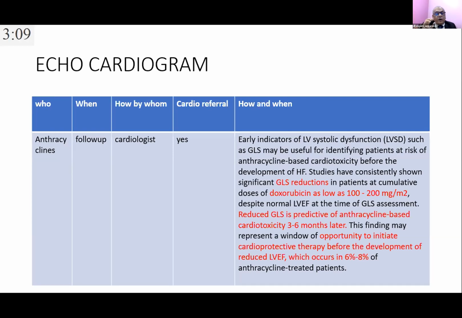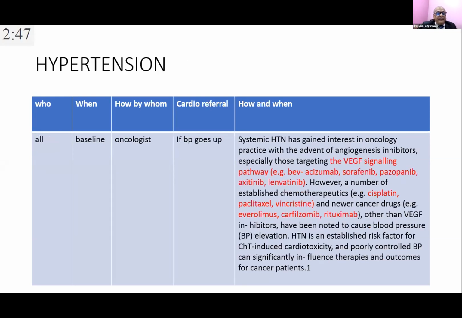So I think it is very simple to calculate the GLS on the part of the cardiologist. So somebody who is at a high risk undergoing anthracycline therapy or maybe HER2 neu therapy, we should be asking for GLS. Again, the evidence is building up at this point in time, which is what I learned in my review of literature recently. Next, please. So hypertension is another side effect with the VEGF inhibitors.